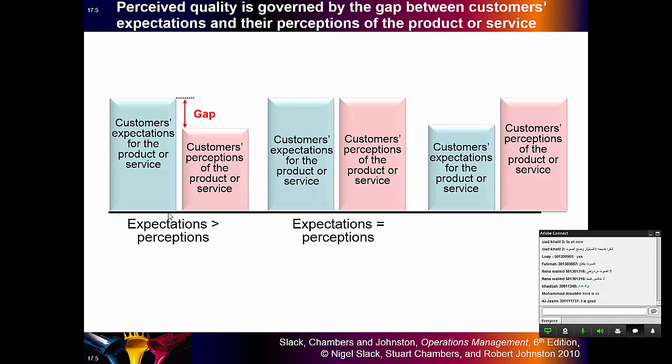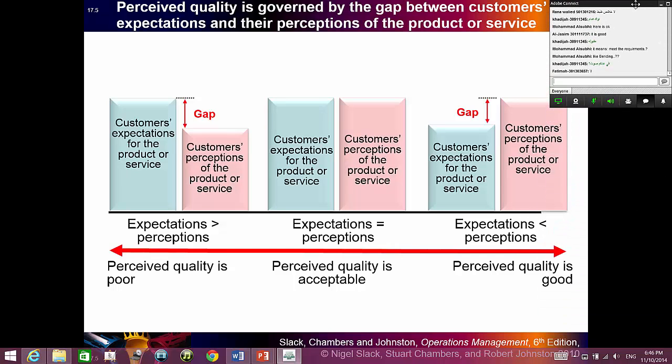Then, based on this discussion, we can also define quality. Quality happens when the customer expectations of the product or service are at the same level as the customer's perception of the product or service. So this is the quality. We can define quality this way.